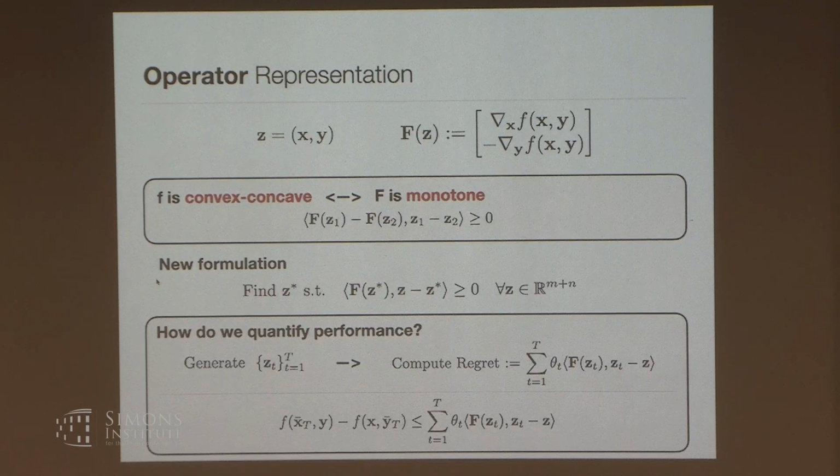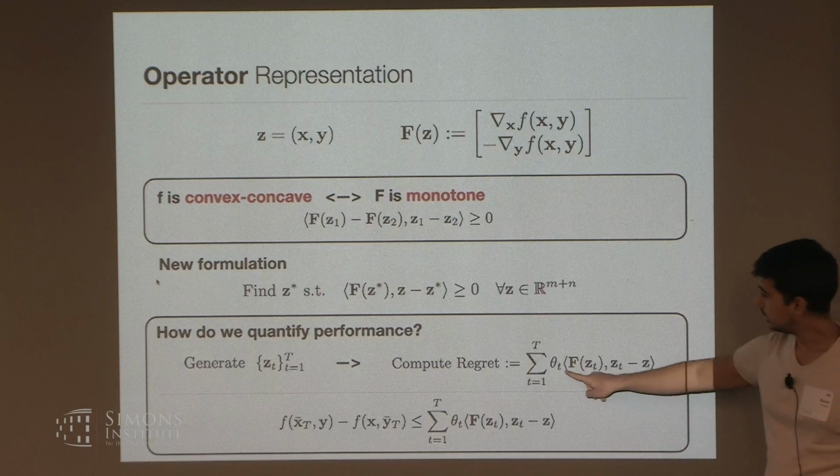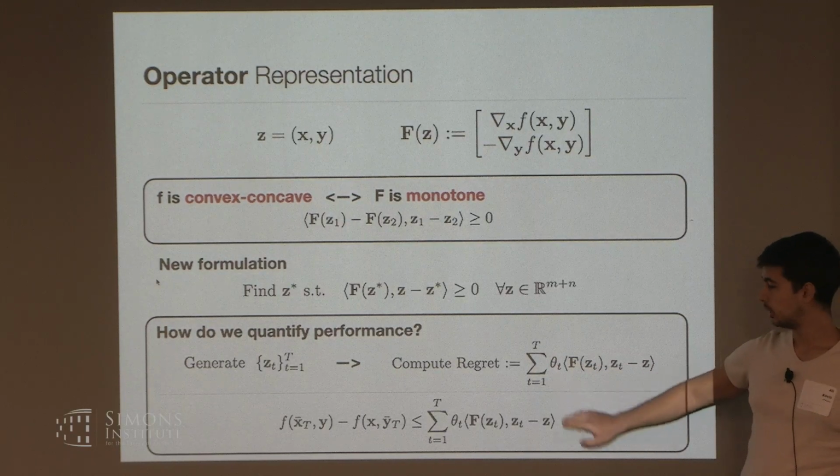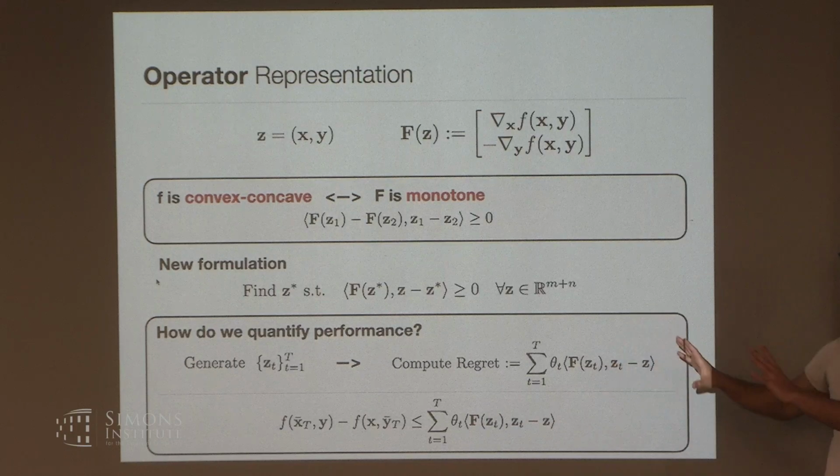And then what we're going to do is compare the performance of the sequence of points with respect to some fixed comparator. This can be any point, but let's assume this is some saddle point, right? And then one can easily show that for any averaging sequence where the sum of theta t's is 1, this relationship holds. So we can go from this regret definition back to the gap and everything holds for us.